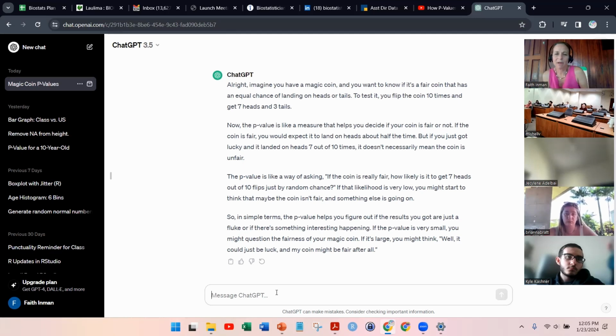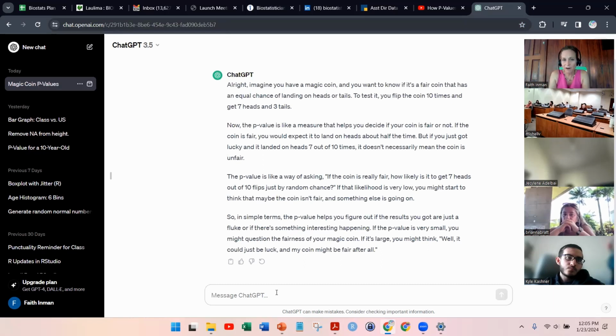All right, imagine you have a magic coin and you want to know if it's a fair coin that has an equal chance of landing on heads or tails. To test it, you flip the coin 10 times and get 7 heads and 3 tails. Now, the p-value is like a measure that helps you decide if your coin is fair or not.